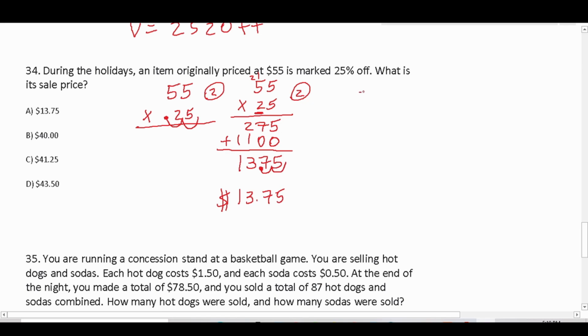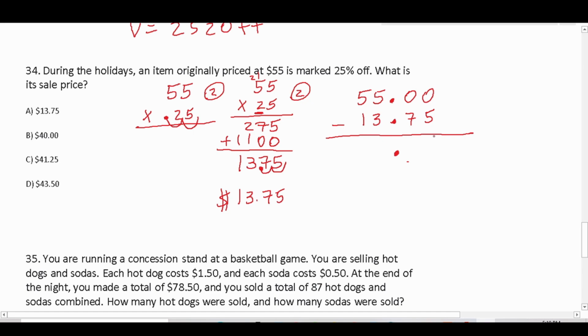So now we're going to take this 13.75 and subtract it from $55, which will tell us what the sale price was. So we're going to do 55. I'm going to add a decimal and 2 zeros to make this easier. I'm going to subtract it by 13.75. Okay, so now we're just doing subtraction involving decimals. If you want, you can go ahead and drop down your decimal in place. It's not going to move, unlike in multiplication and division.